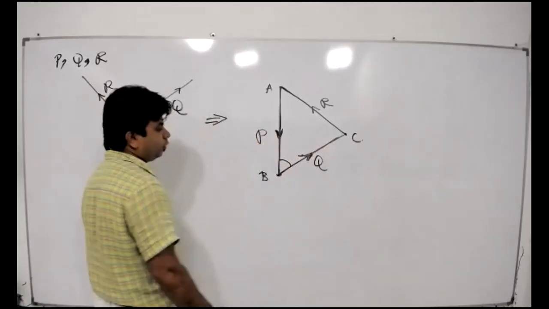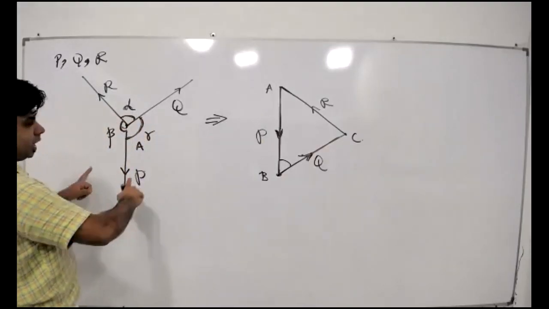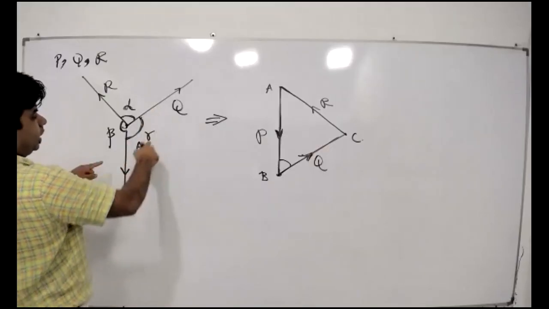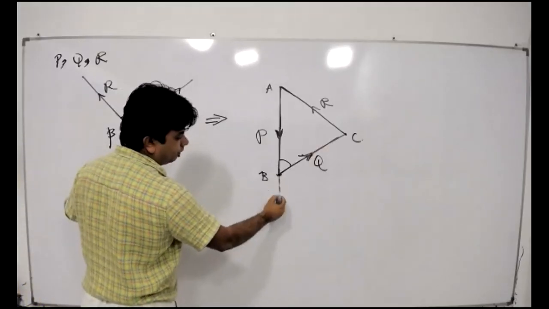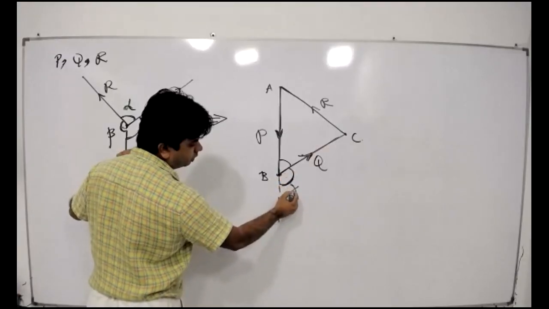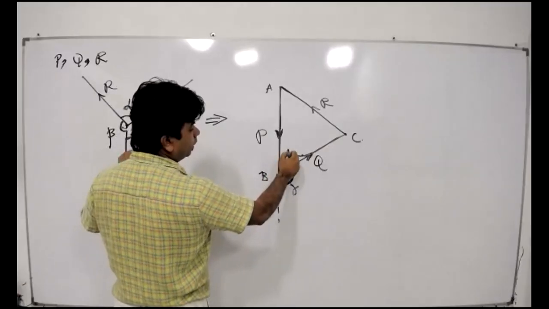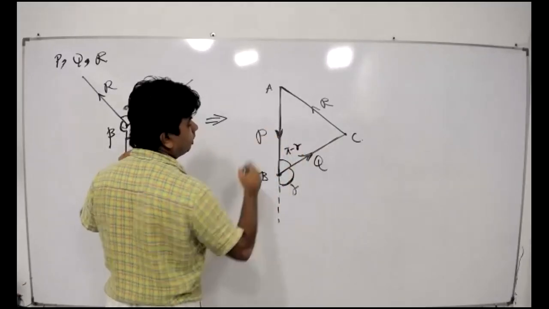Clear? Now you know that the angle between the two forces P and Q here is gamma. This is that particular angle gamma. If it is gamma, what is this angle? You know that it is pi minus gamma.